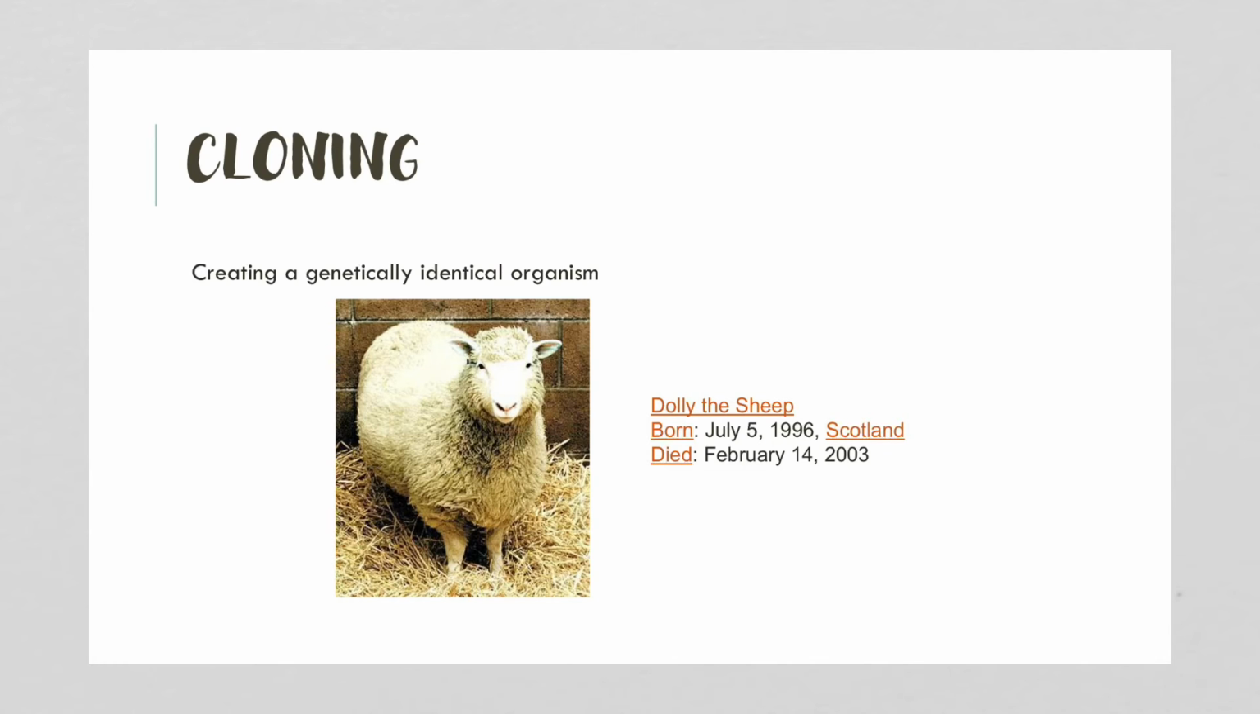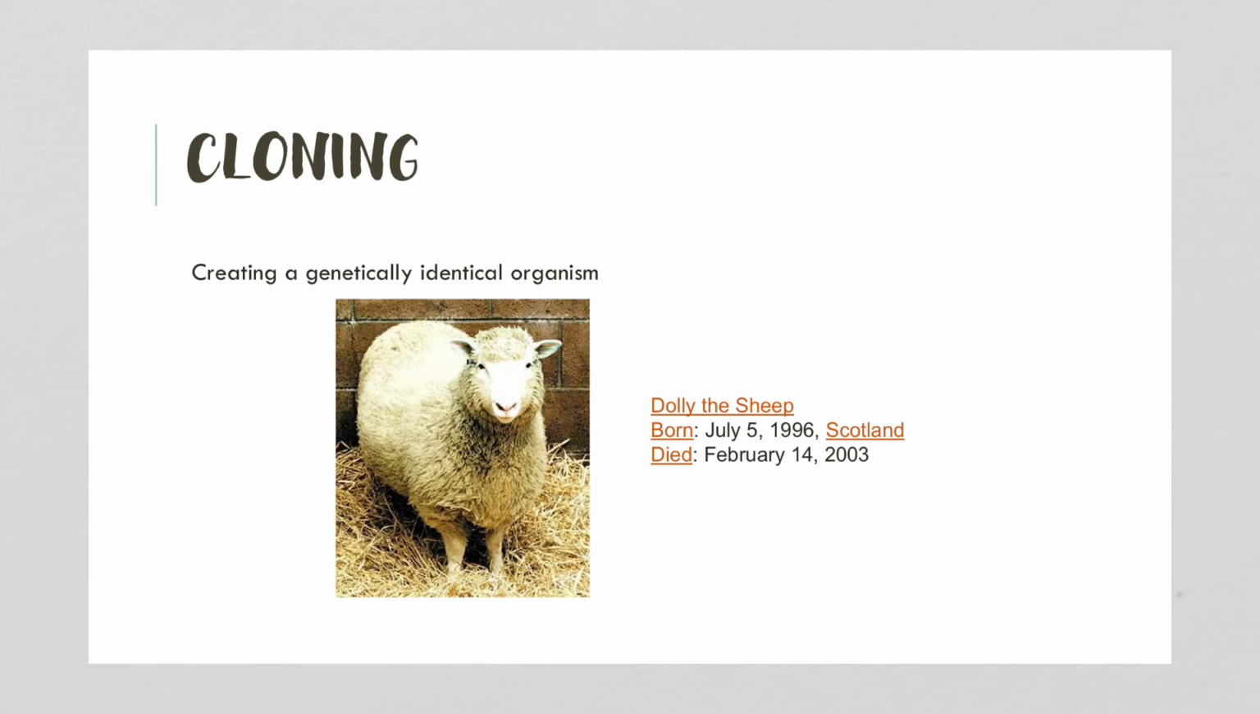So cloning is creating a genetically identical organism. It doesn't mean that the organism will be the same age, because you could clone an adult and you would end up with a baby of that adult that you cloned. They may not be behaviorally the same. They can have different personality traits, all sorts of things. Just genetically, they would be identical.